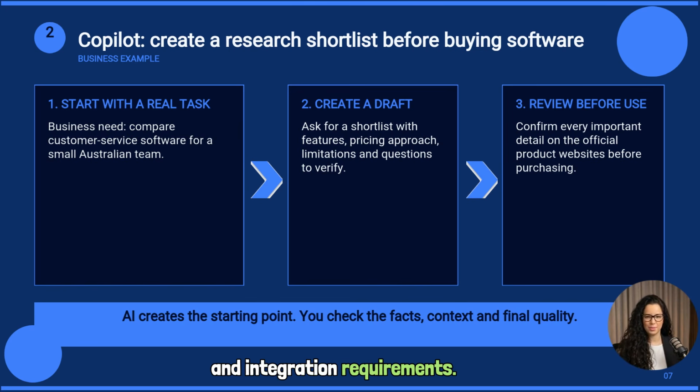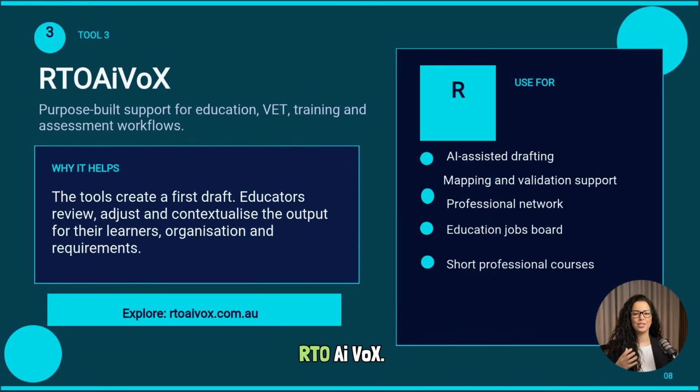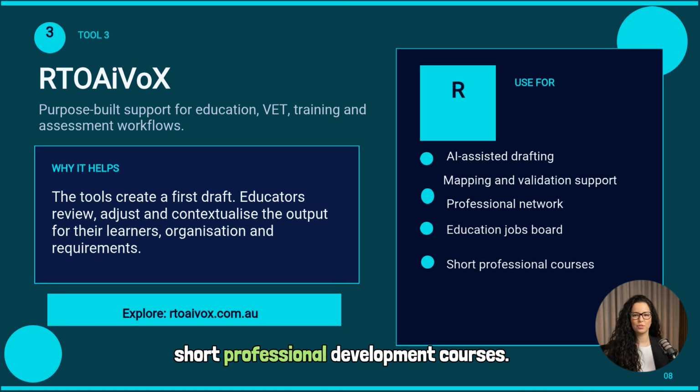The third platform is RTO AI Vox. It is purpose-built for education professionals and people working in vocational education, training, and assessment. It brings together AI-assisted tools, a professional network, a jobs board, and short professional development courses. The operating principle is clear. The tools draft and the educator validate. RTO AI Vox is designed to reduce time spent starting from a blank page while keeping professional judgment with a person who understands the learners, the organization, and the compliance context.